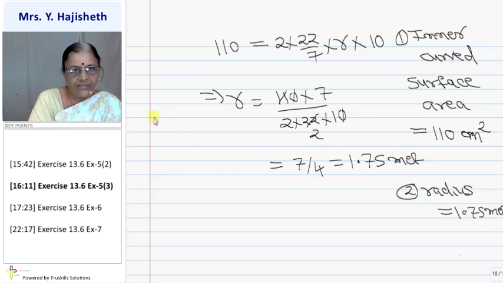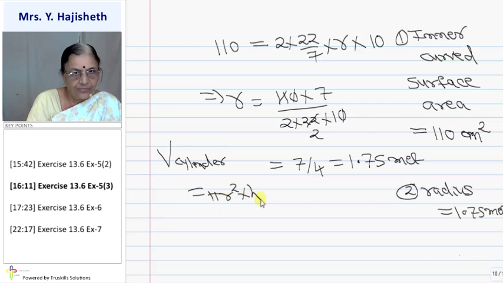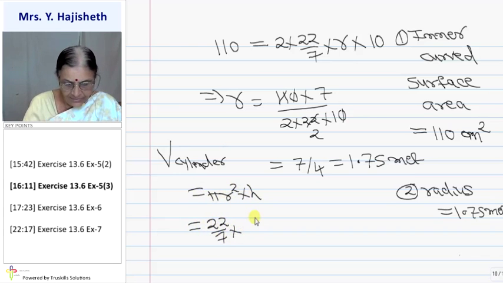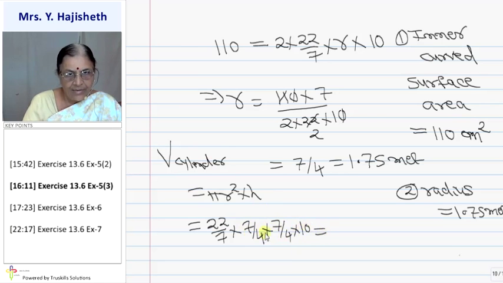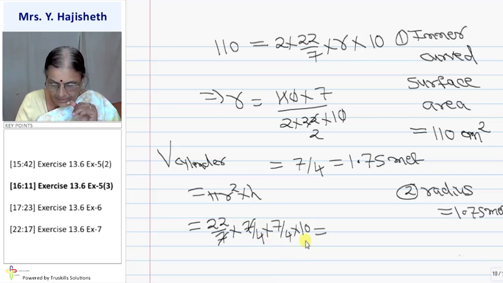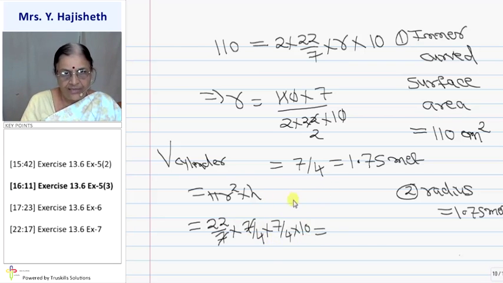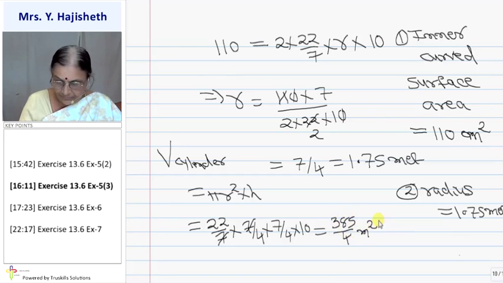Now third question is volume. Volume of cylinder is pi r square into h. So it is 22 by 7 into r is, what is r is 7 by 4. We calculated, no? 7 by 4 into 7 by 4. H is 10. So my answer is 17 गया. तो क्या आया? It is 385 by 4. एक 4 तो चला जाएगा. 385 by 4 meter square.